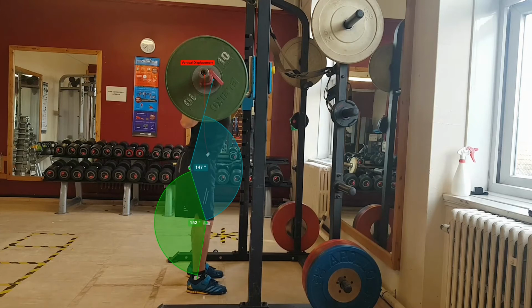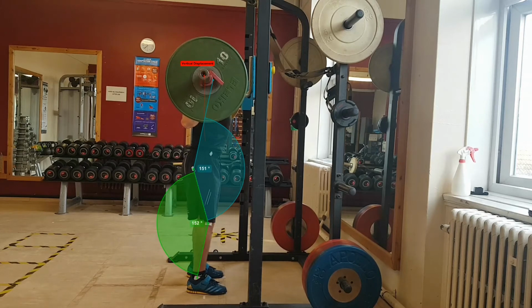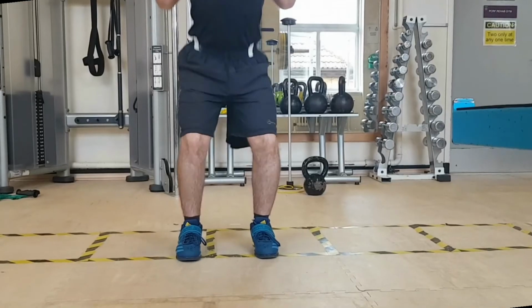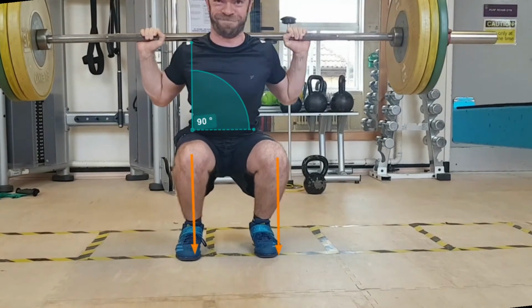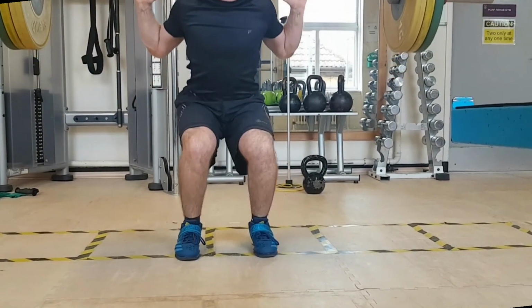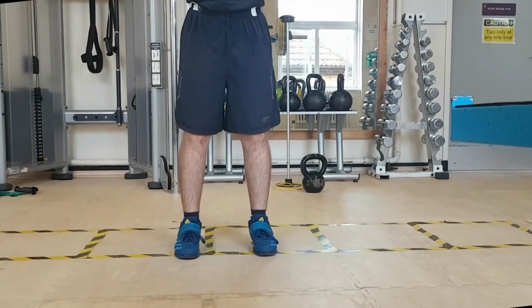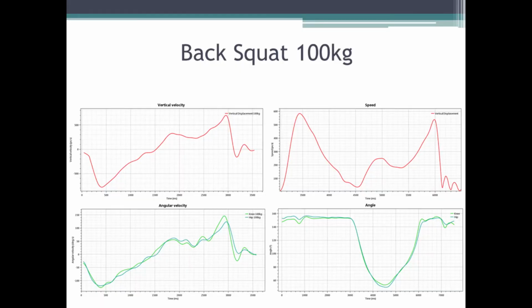In the ascent phase, the torso remains straight with a neutral lumbar and a simultaneous extension of the hip and knee. From a frontal viewpoint, the pelvis remains horizontal with the left knee moving laterally away from the left foot. Also, there is a slight pronation of the left foot. Looking at the kinematics of the lift, the vertical velocity of the bar takes place at approximately 3 seconds.